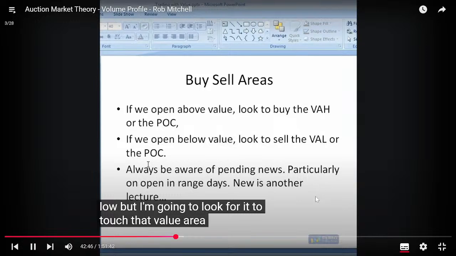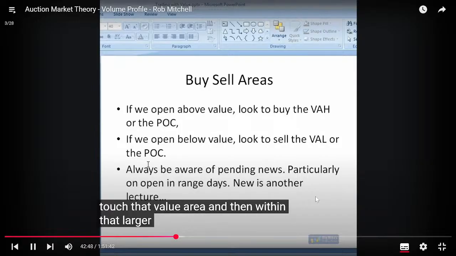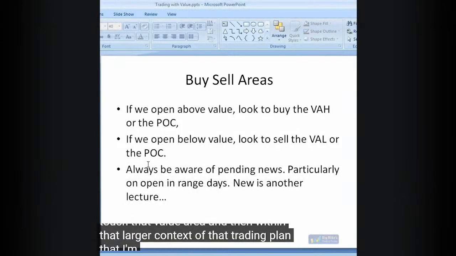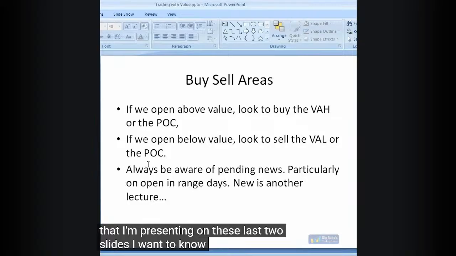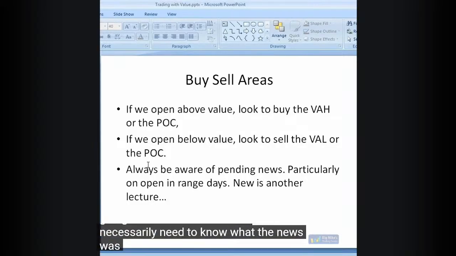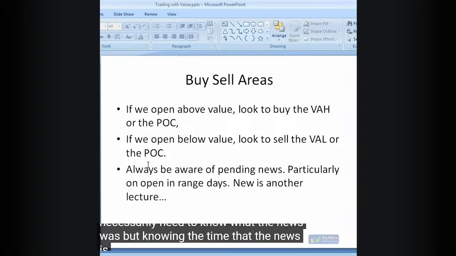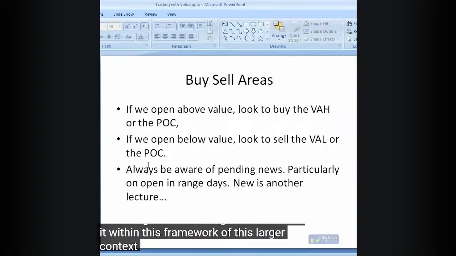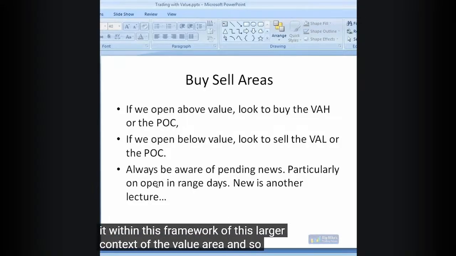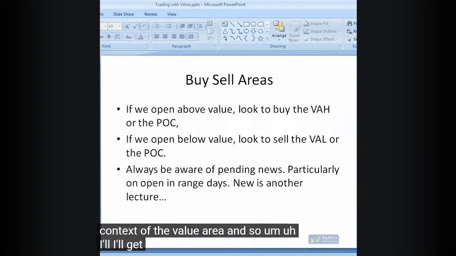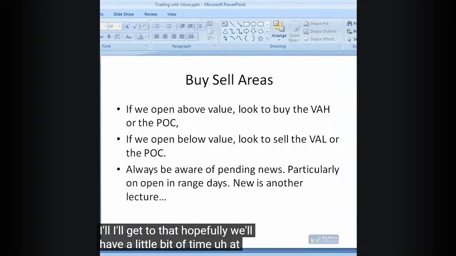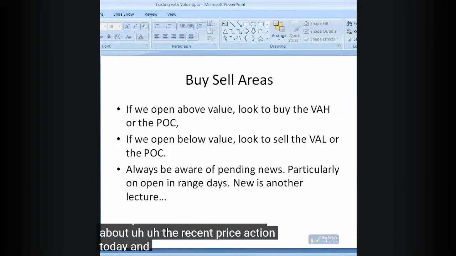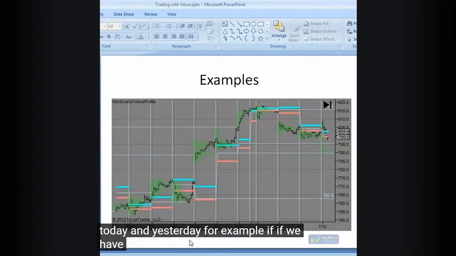And then within that larger context of that trading plan that I'm presenting on these last two slides, I want to know exactly what's going on with the news. I don't necessarily need to know what the news was, but knowing the time that the news is coming out and seeing the reaction to it within this framework of this larger context of the value area. I'll get to that. Hopefully we'll have a little bit of time at the end of the presentation, and I will talk about the recent price action today and yesterday, for example, if we have time.